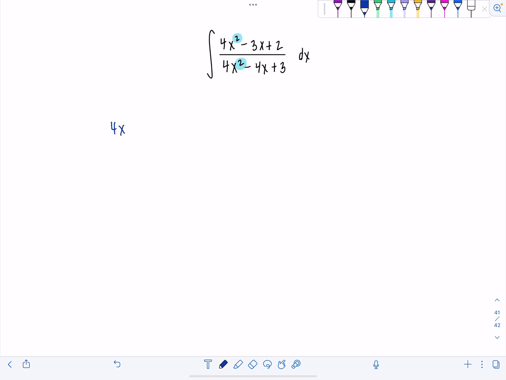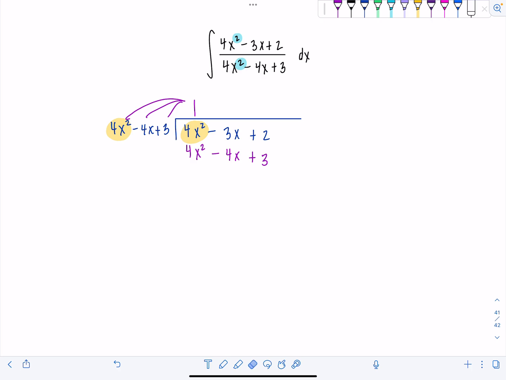So here we go, 4x squared minus 4x plus 3. Divide that into 4x squared minus 3x plus 2. So 4x squared goes into 4x squared just once. Then I multiply that through, so this will be 4x squared minus 4x plus 3. And then we subtract bottom row from top. The terms on the far left should cancel, otherwise you messed up. Negative 3x plus 4x is x, and then 2 minus 3, negative 1.